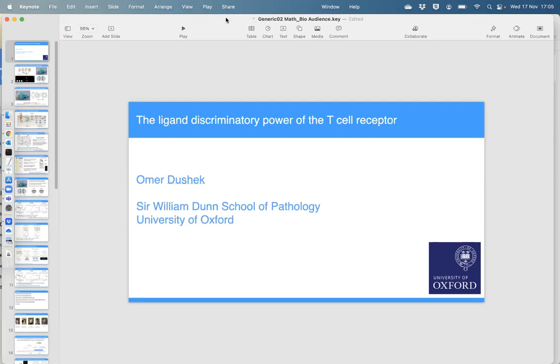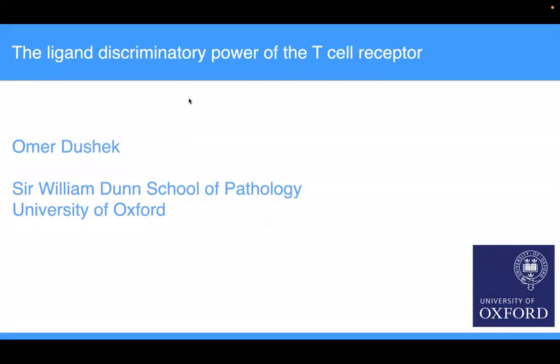It is my pleasure to introduce Omer Dushek. Omer is an associate professor from the Sir William Dunn School of Pathology at the University of Oxford. His research focuses on studying the functionalities of T cells in regulating immune responses using a combination of quantitative experiments and mathematical modeling. So today he will share with us some of the related work about the ligand discriminatory power of the T cell surface receptors.